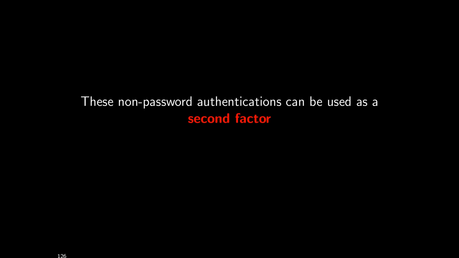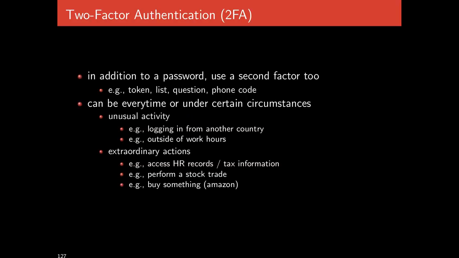These non-password authentications can be used as a second factor. This can be done based on a judgment call. For instance, there's an unusual circumstance. You're logging in from another country. You're logging in outside of normal work hours. You've never logged in at this time before. You're about to do something extraordinary. You're about to access HR records. You're about to access tax information. You're about to change your password. You're about to perform something that has economic consequences, like a major stock trade. You're about to buy something. This can be used to double check this information.